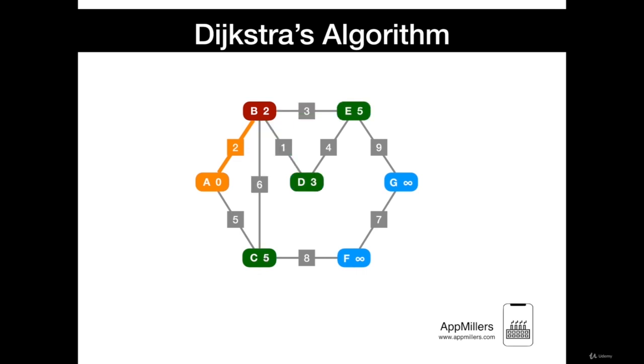From the candidate points, we choose the one with the lowest cost. In this case, it is D. Because the cost for E is 5 and the cost for C is 5 and the lowest value is D. So we are moving to D.